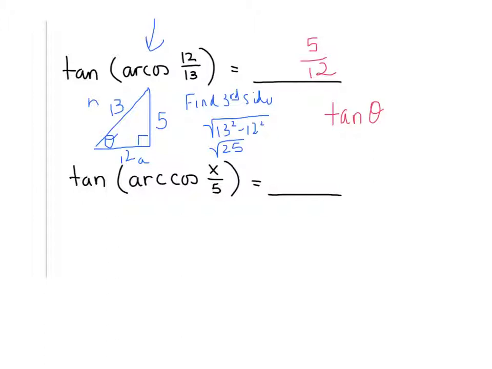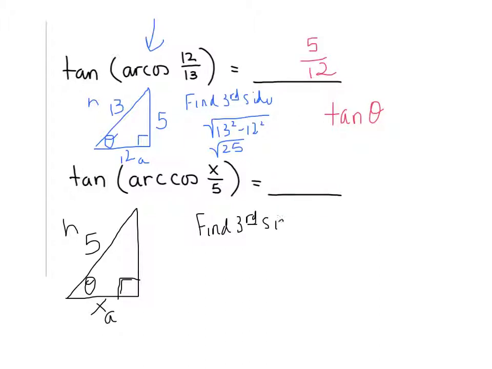Down here, I have the tangent of the arc cosine of x over 5. All right, so once again, I'm going to sketch a little right triangle, put in theta, just a little ubiquitous right triangle. Cosine, remember, is adjacent over hypotenuse, so this will be x and a 5, right? Find the third side. Using the Pythagorean theorem would be the hypotenuse squared minus the leg squared. Another way to write that is 25 minus x squared.